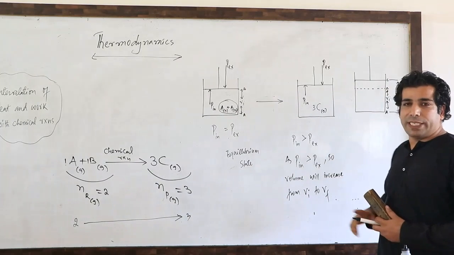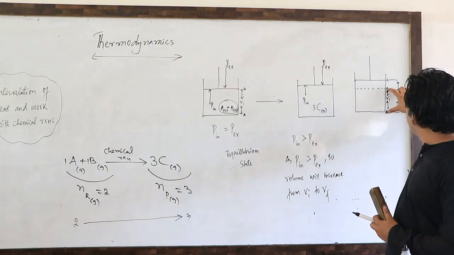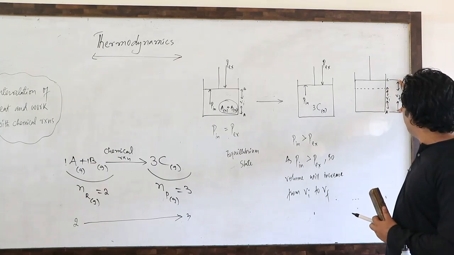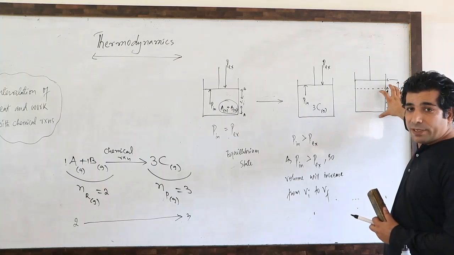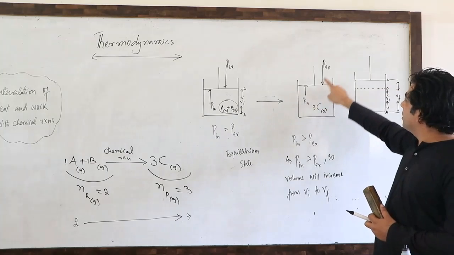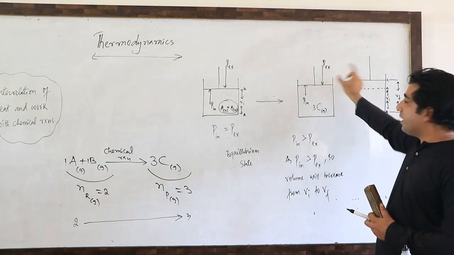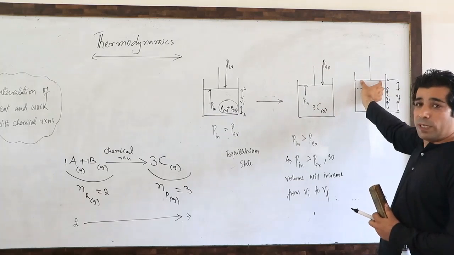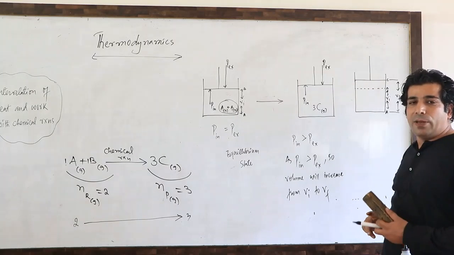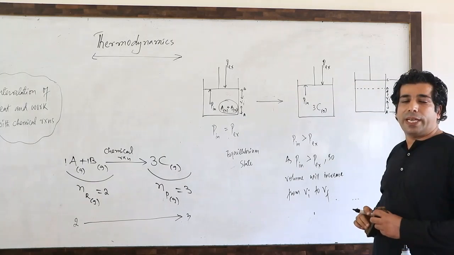So which value is greater? Is Vi greater or is Vf greater? Vf is greater than Vi, because P internal is greater than P external. And now the piston will stop here. Once the piston stops at point C, understand that now again P internal has become equal to P external.